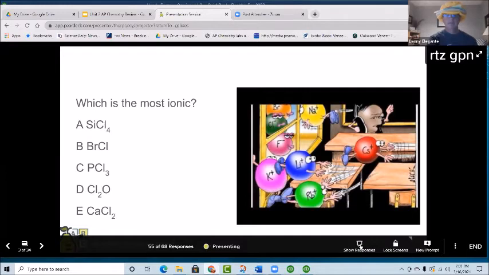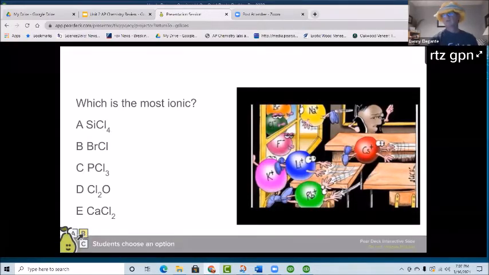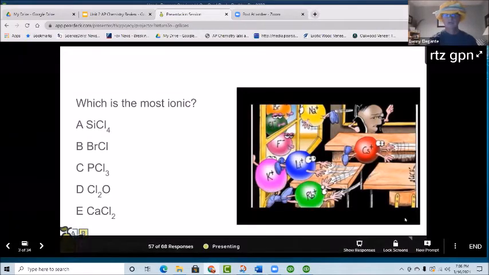The other thing to keep in mind about Pear Deck is no one knows what the answer is, right? No one knows what your answer was except for you. So if Bethany says the answer is D on Pear Deck, I have no idea that it's Bethany's answer, right? So just keep in mind, I have no idea who answered what. Let's see what y'all thought.